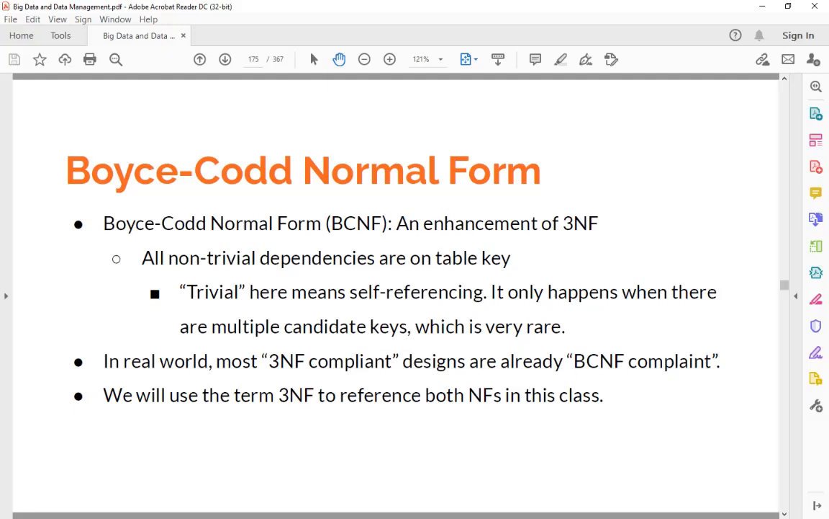In my personal experience, I have never encountered any design that is third normal form compliant but not BCNF compliant. So we will use the term third normal form to reference both third normal form and BCNF in this class. Usually you don't need to worry about it. This is one of the 2 derived forms that we mentioned in the last session.